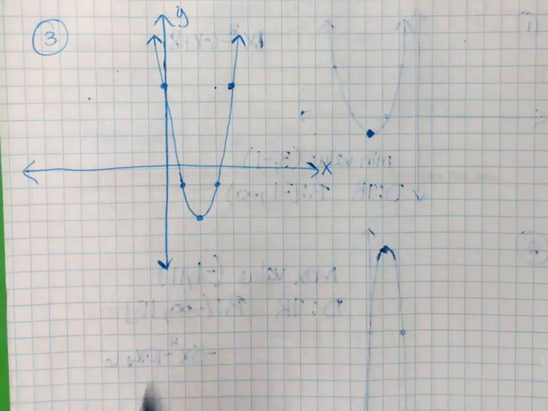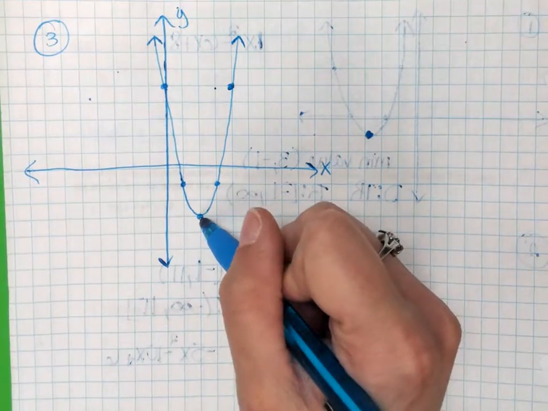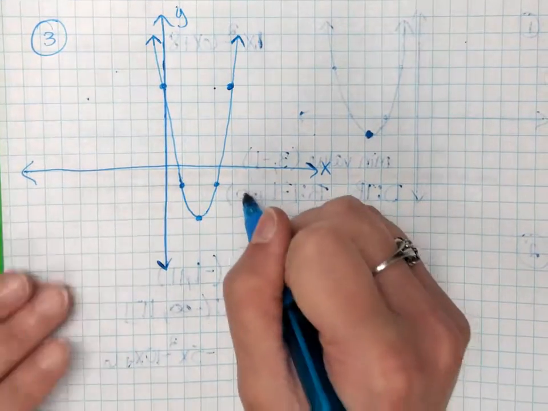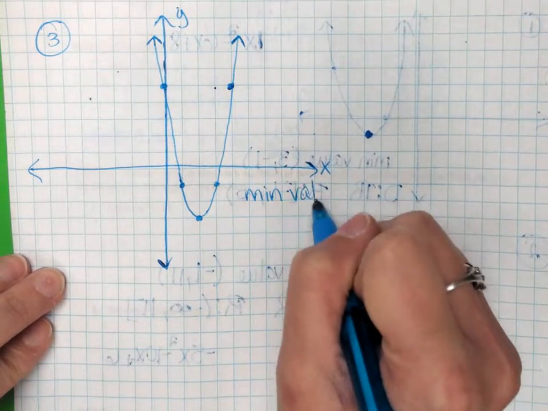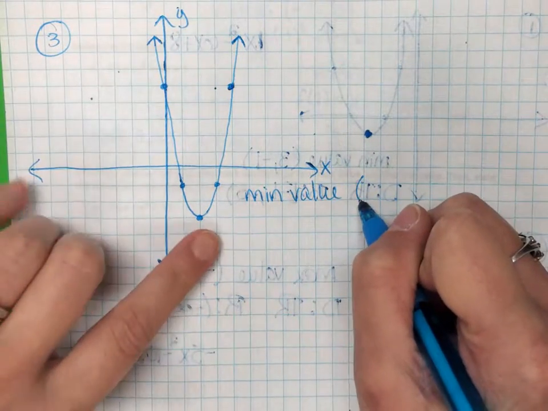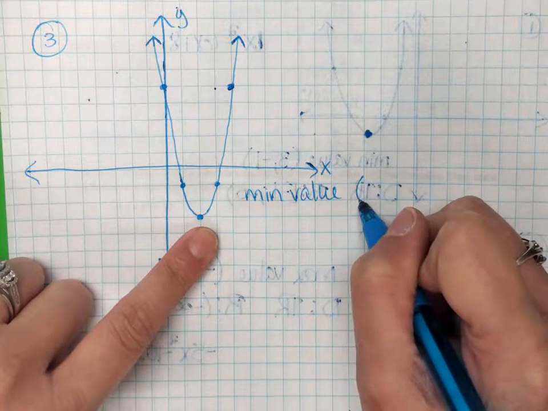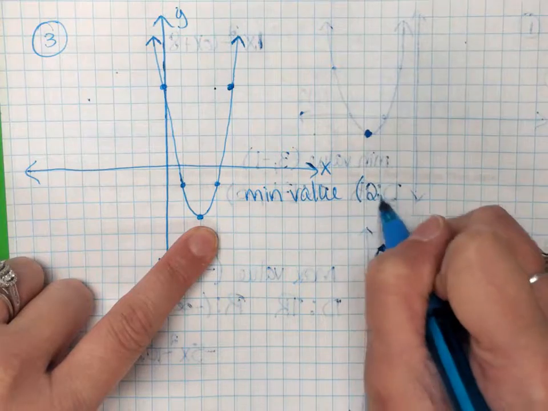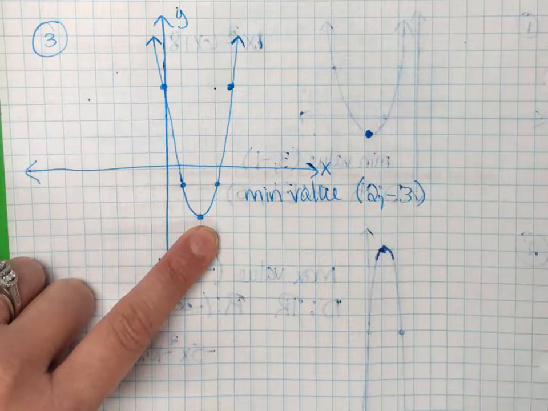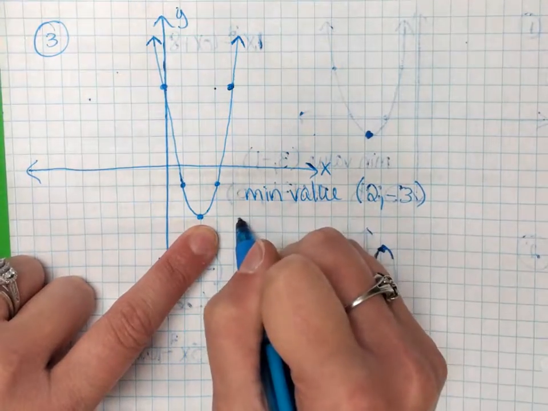Alright, everything stems off the vertex, right? So is this a minimum value or a maximum value? Minimum. Alright, so I need that point. What is that point? Oh, that point's my vertex. I've already found it. What is it? (2, -3), right? Yep. Alright. What do we do next?